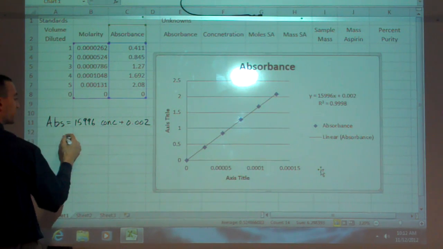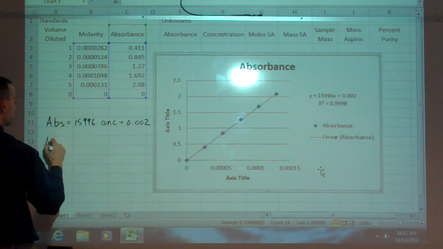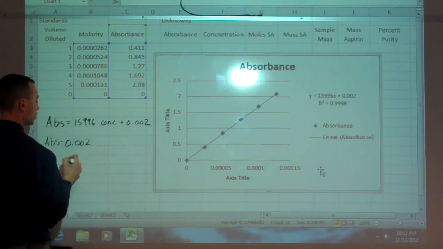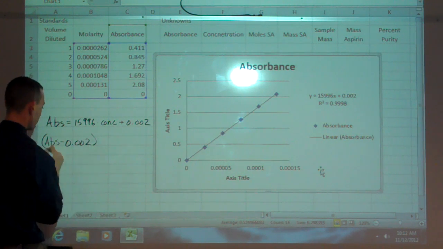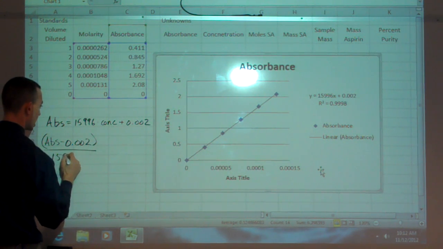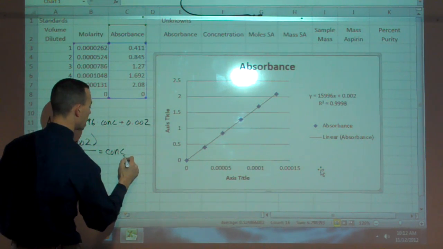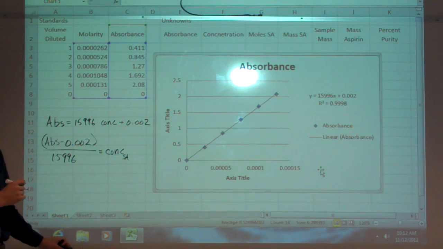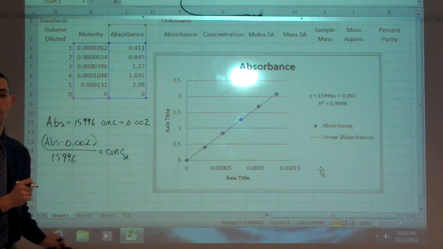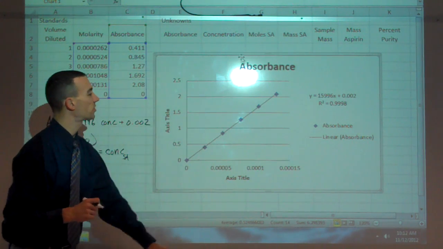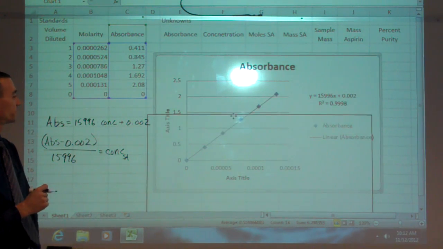Okay? So let me first rearrange here. That would be absorbance minus 0.002, and then divided by the 15,996. That will give us the concentration of salicylic acid in any solution, prepared in the exact same way that these standards were. So we can drop this graph down out of the way now.